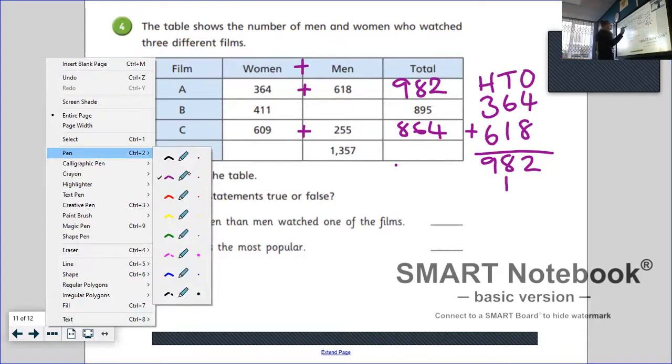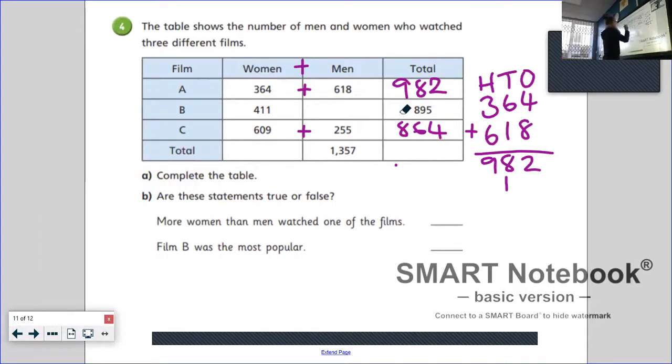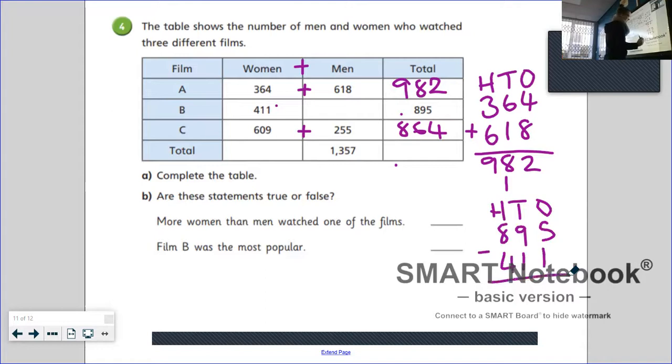But looking at this, guys, I've got a total and I've got a part. So I've got a whole and a part, so I need to take away. So now I'm going to do 895, take away 411. That'll give me my answer, my other part. 5 take away 1 is 4, 9 take away 1, 8 tens, 8 take away 4 is 400. So that was 484.